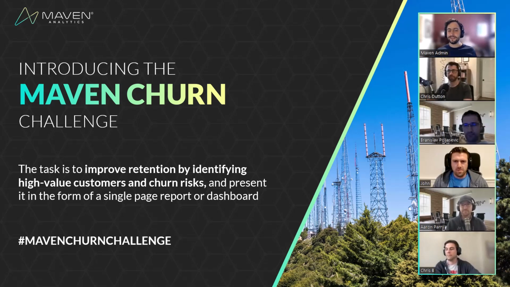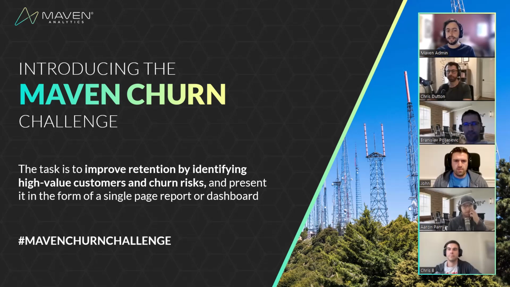Welcome to the finalist voting for the Maven Churn Challenge. This was actually our second challenge in a row that we had over 300 entrants for, which is amazing, especially because the data set for this one had a few nuances that had to be discovered by analyzing it in depth, which made it even more impressive this time around, I think.